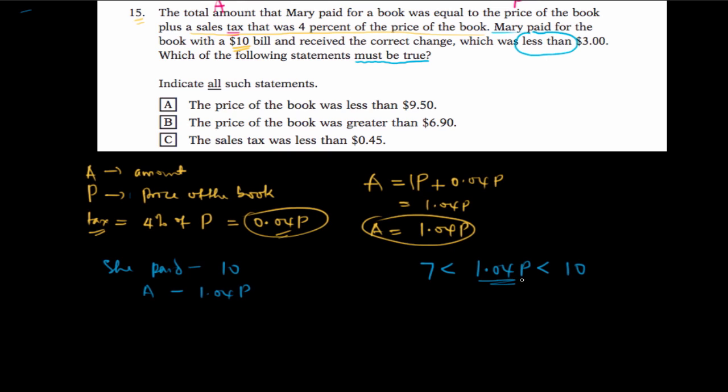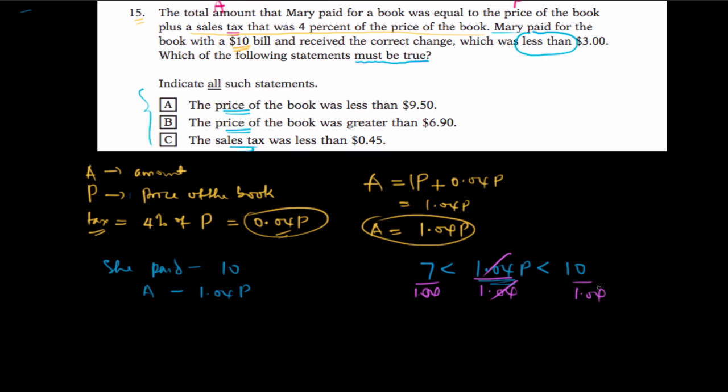I want to find the price of the book, because the statements I want to confirm talk about the price and the sales tax. So to find the price, so I can answer the first two questions, I'm going to divide both sides of the inequality by 1.04, so I can find P. So I divide here by 1.04, here by 1.04, and here by 1.04. Now this crosses out.